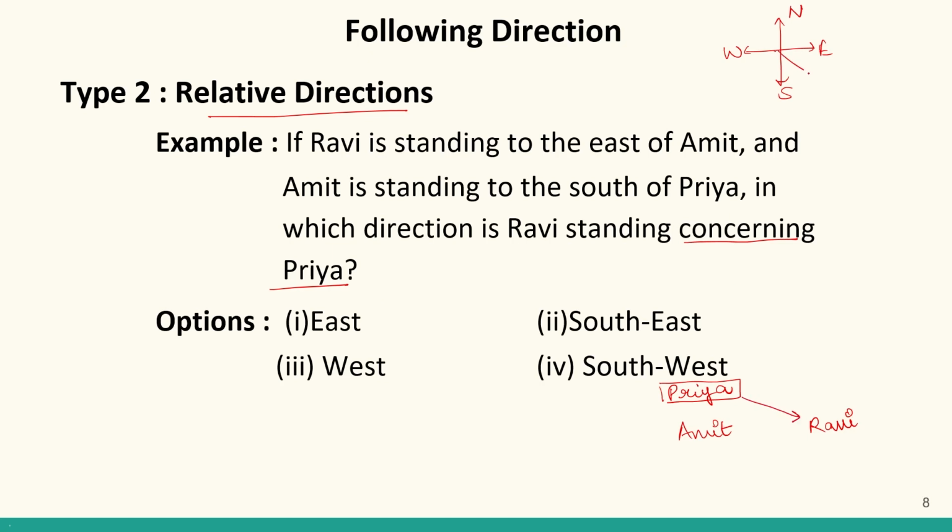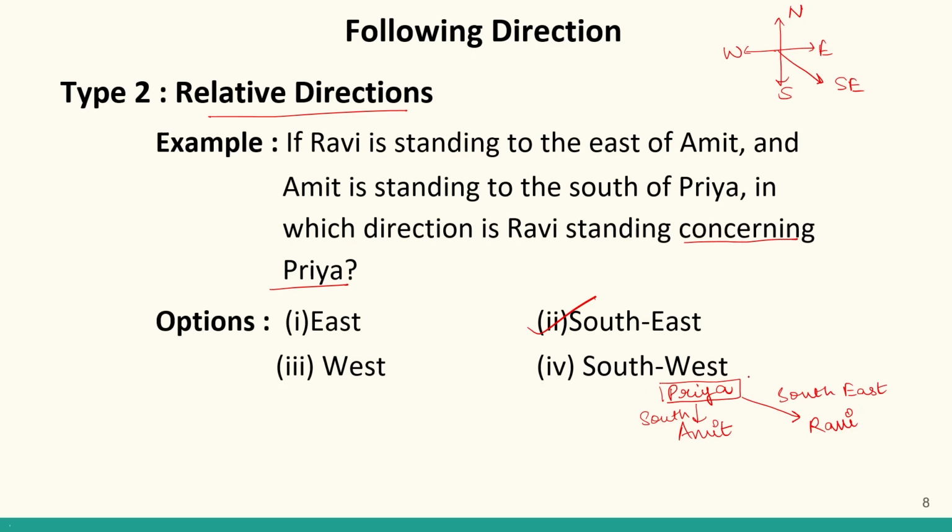And this direction is which direction? This is southeast direction. Right? This is southeast. This is south. Correct? So our answer will be option number 2, southeast. So in relative direction questions, basically you have to understand that we have to find the direction with respect to the person mentioned in the question.